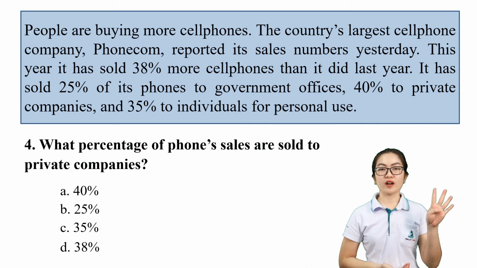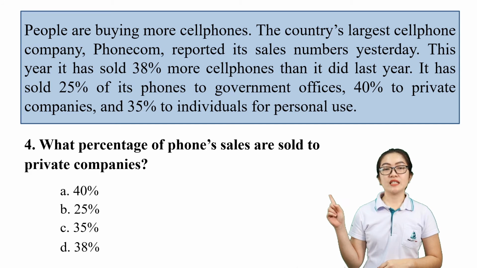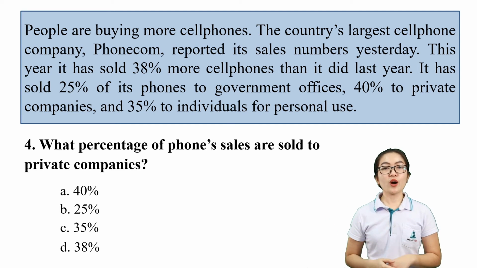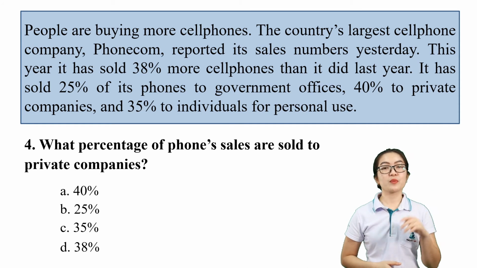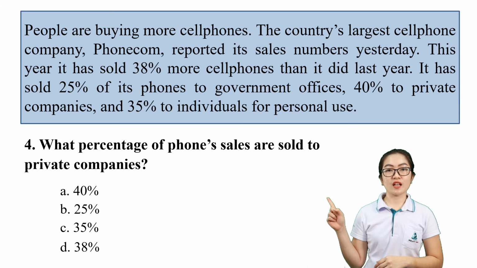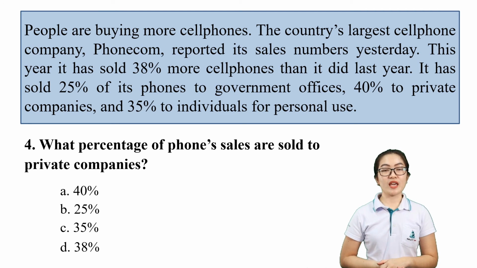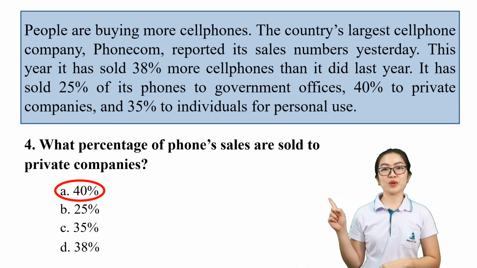Question number 4. What percentage of phone sales are sold to private companies? This detailed question deals with percentage. There are 4 figures of percentage from the passage above. Letter B is the percentage for the sales to government offices. Letter C is the percentage for the sales to individuals for personal use. And letter D is the percentage to represent the higher sales from the previous year. This leaves us to the answer, letter A, 40%.